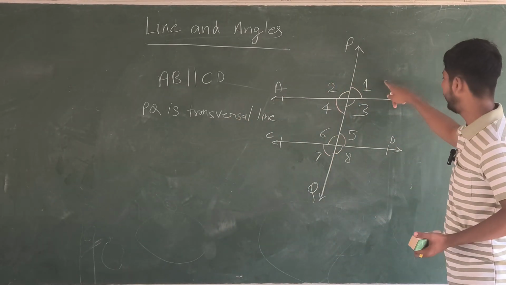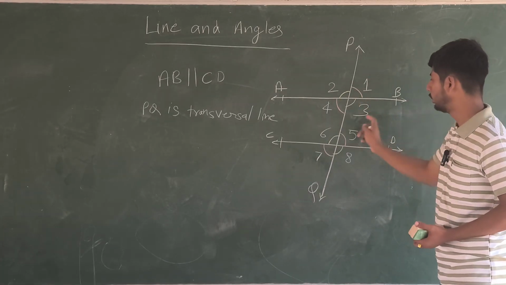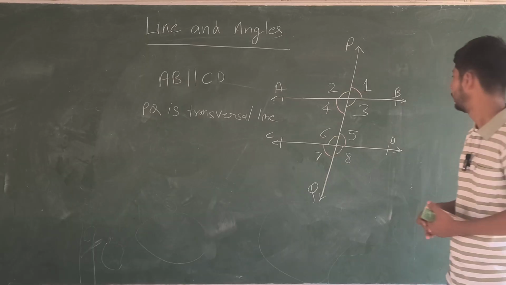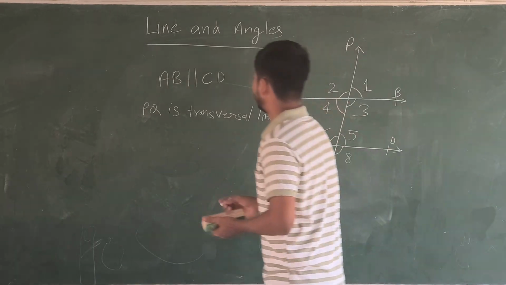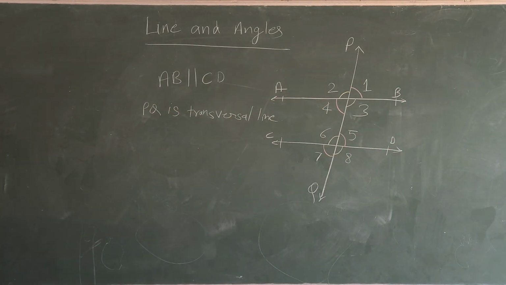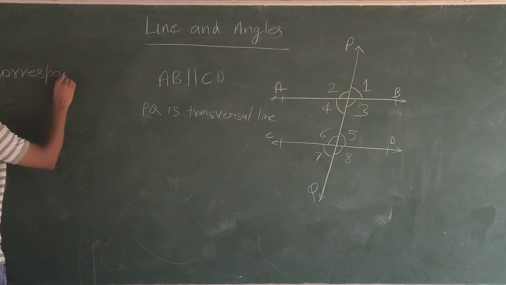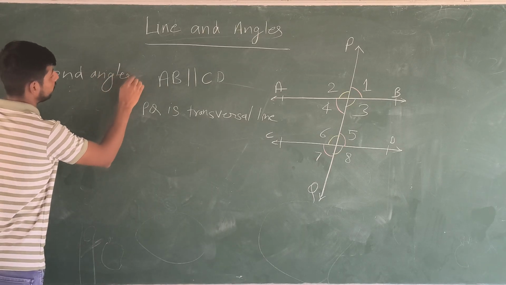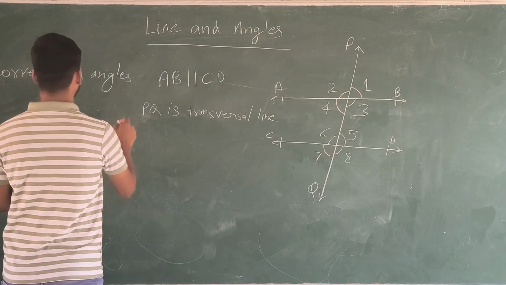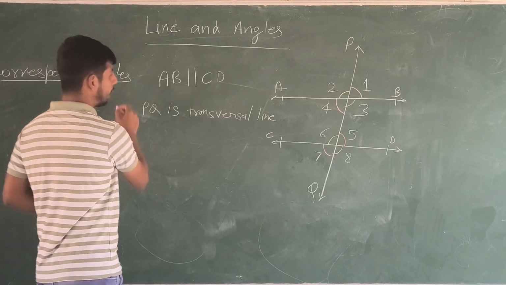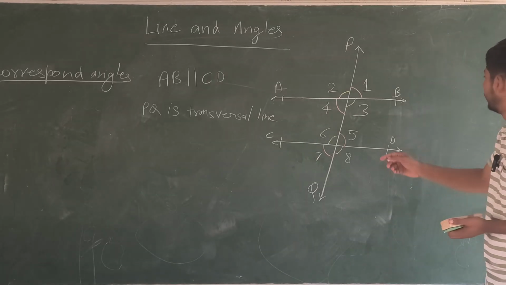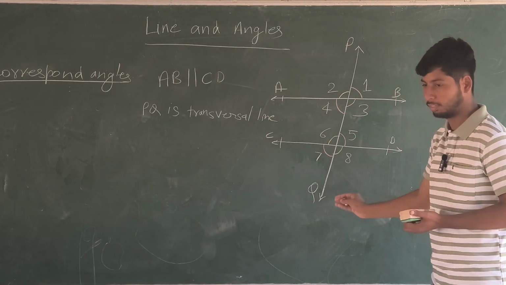Look at, there are 8 angles here: 1, 2, 3, 4, 5, 6, 7, 8. I named them by number. So the first topic is corresponding angles. So what are corresponding angles? This is a transverse line.